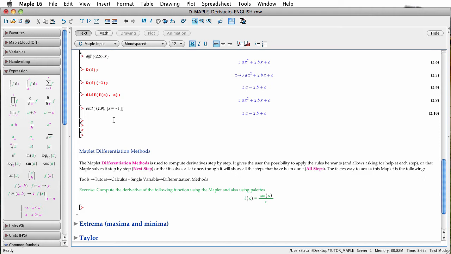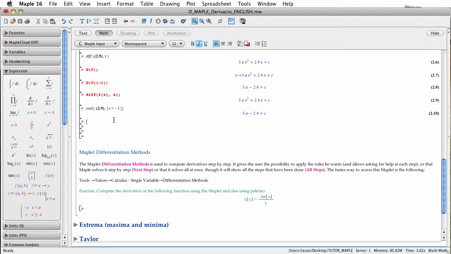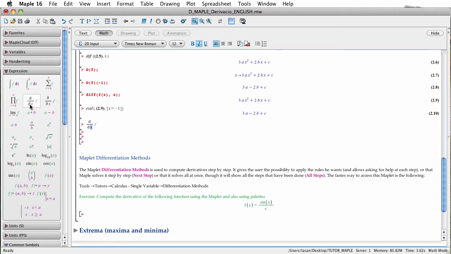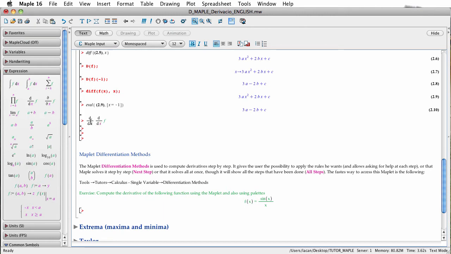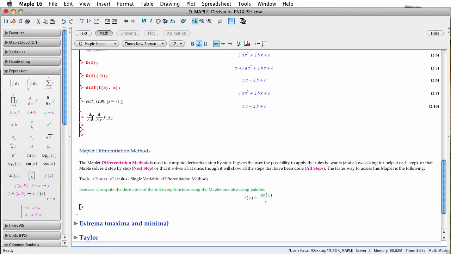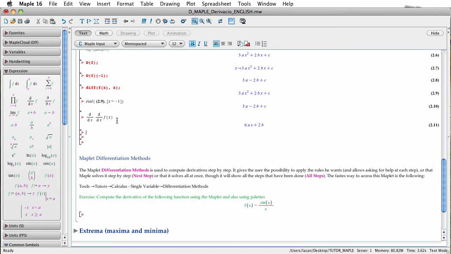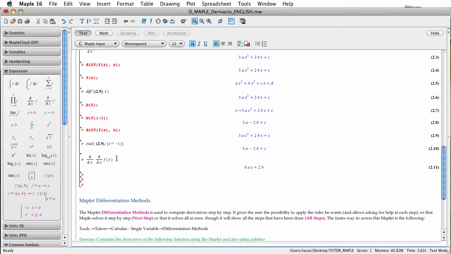Let's see how we do second order derivatives. So let's go to 2D. The second order derivative is the derivative of the derivative. So I would go here and do the first derivative of the first derivative, and then we differentiate again. So this would be the second order derivative.